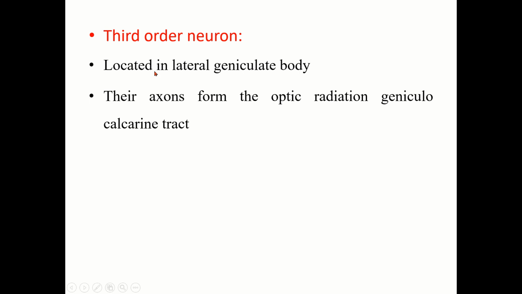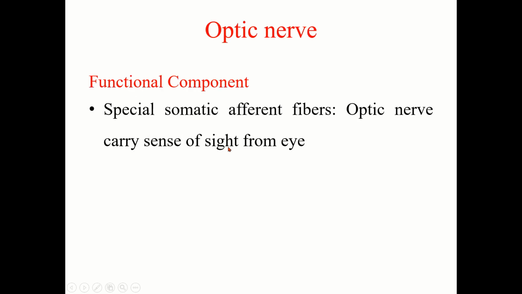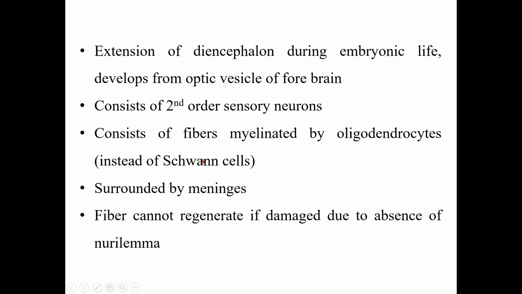So third order neurons are located in the lateral geniculate body. Their axons form the optic radiation, otherwise called the geniculocalcarine tract. So if you see the optic nerve, the functional component is the special somatic afferent fibers. So the optic nerve carries the sense of sight from the eye.